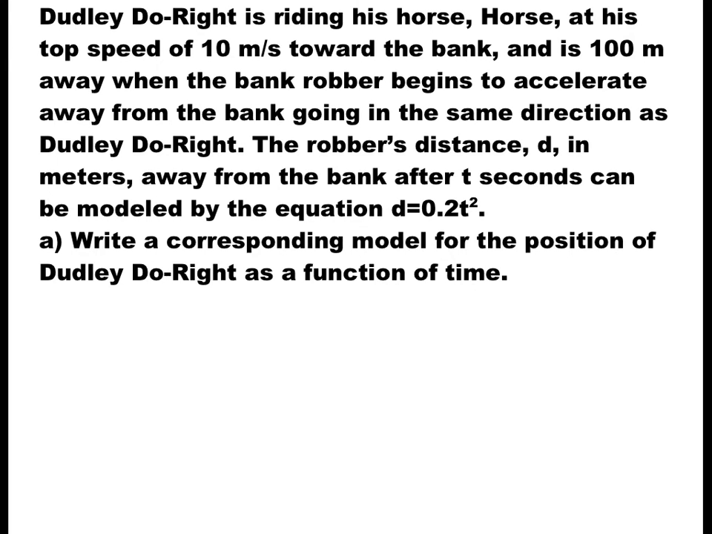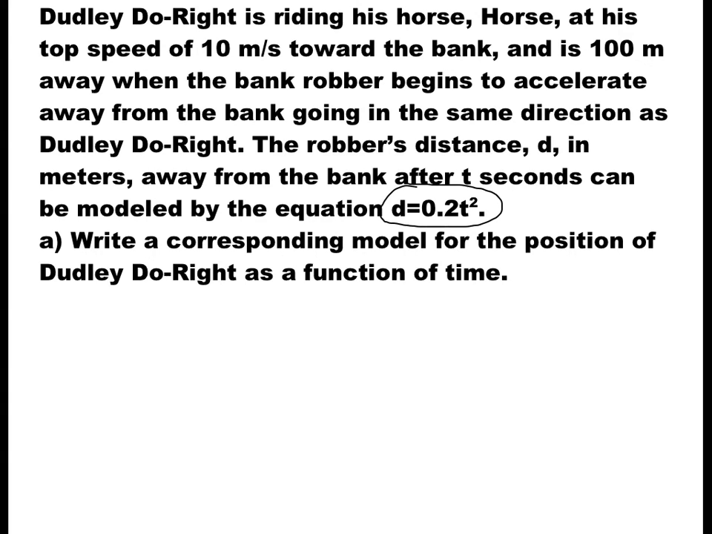In the next example, we have Dudley Do-Right, who is riding his horse. His speed is 10 meters per second, and he's riding the horse toward the bank. Initially, he is 100 meters away, and at the same time, a bank robber begins to accelerate away from the bank in the same direction as Dudley Do-Right, and the bank robber's distance as a function of time is given by this equation. D is equal to 0.2t squared.